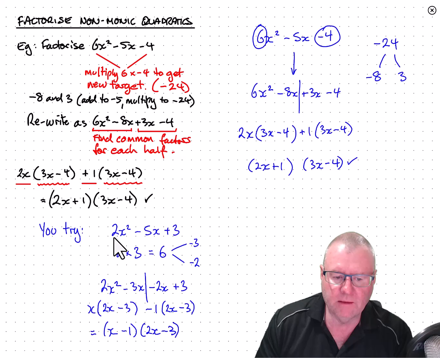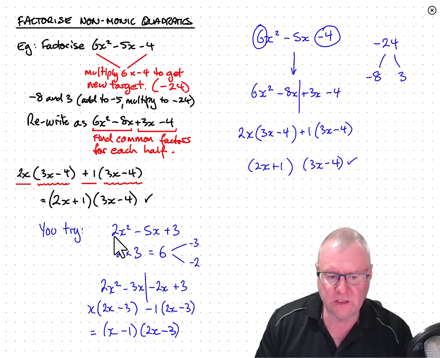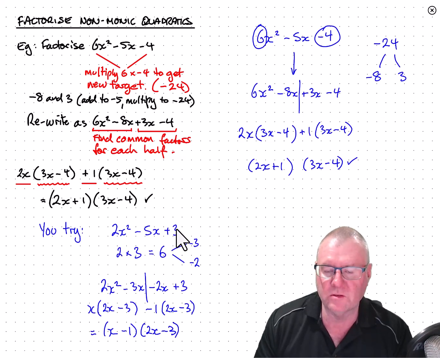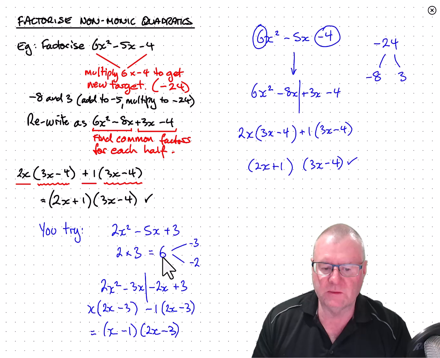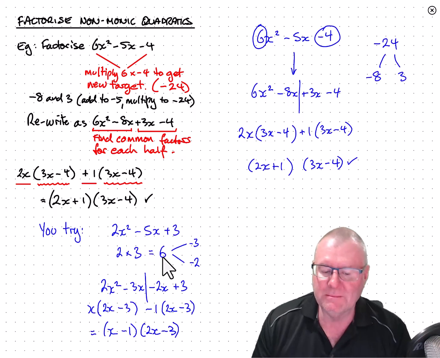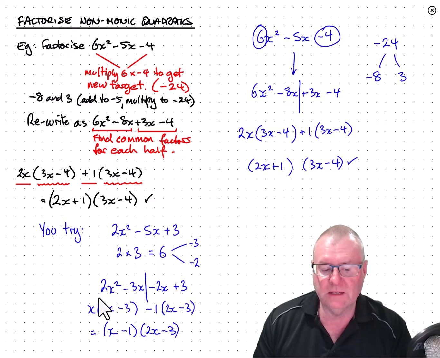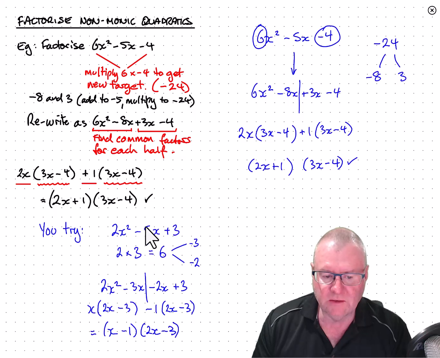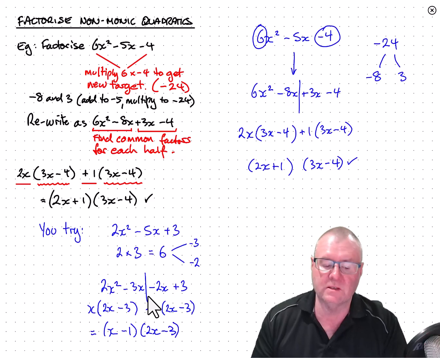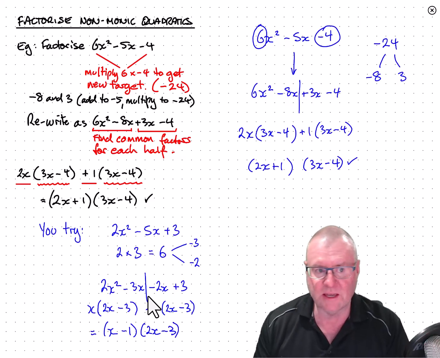I'm taking the coefficient of x squared and multiplying it by the constant at the end. 2 times 3 gets me 6. I'm looking for two numbers that multiply to 6 but add to negative 5. Well, it's negative 3 and negative 2 because they multiply to 6. When I add them, I get negative 5. So I rewrite my expression. Instead of the negative 5x, it's negative 3x, negative 2x. Split it in half, and I'm looking for common factors in the first half, common factors in the second half.